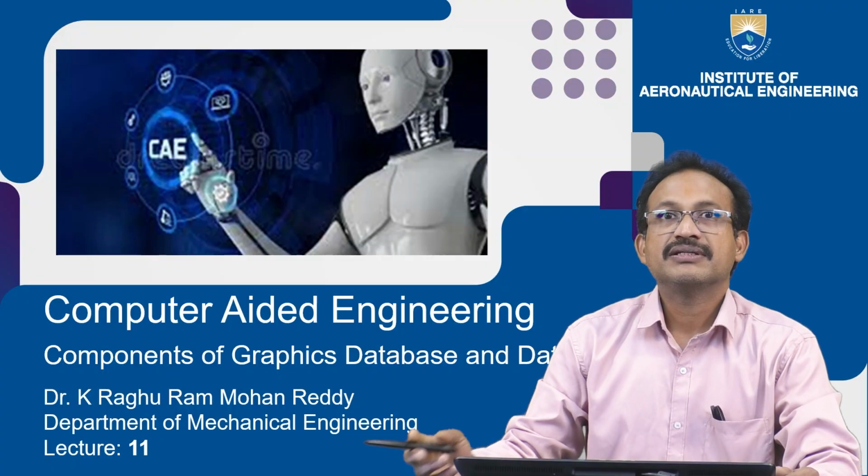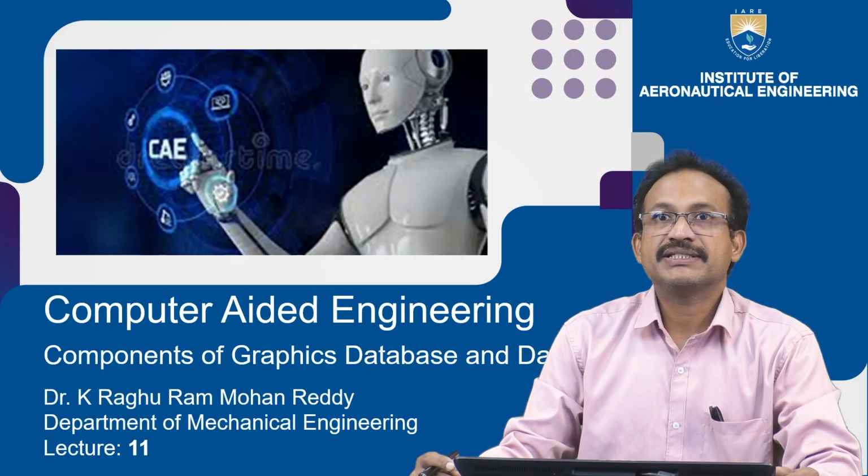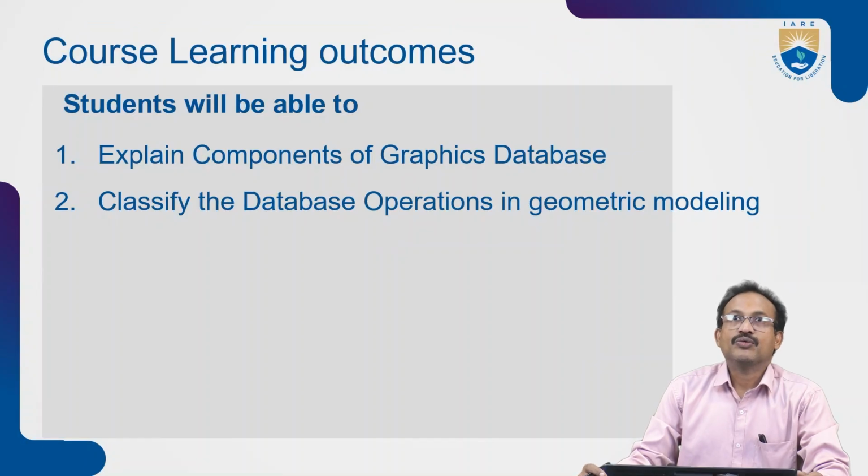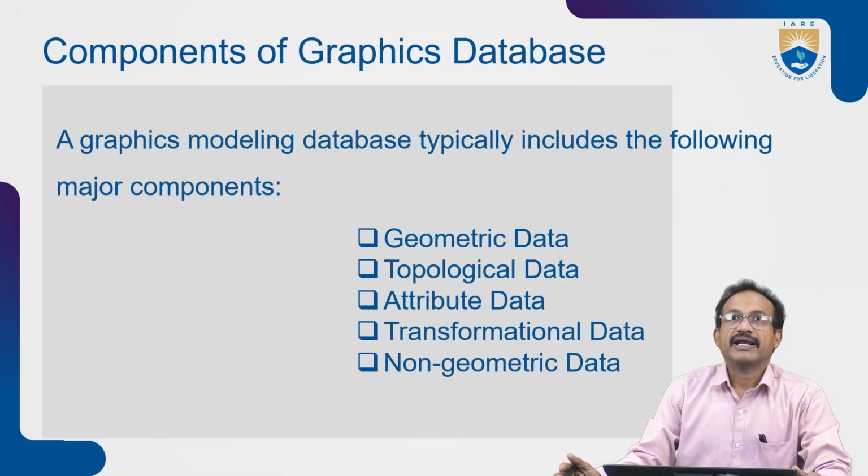Today's topic is components of graphics database and database operations. Come to the course learning outcomes. Students will be able to: 1. Explain components of graphics database. 2. Classify the database operations in geometric modeling. By the end of this topic, students will be able to explain components of graphics database and classify the database operations in geometric modeling.